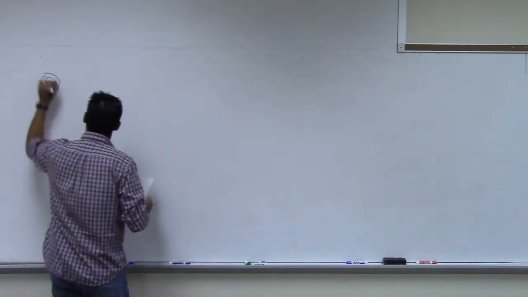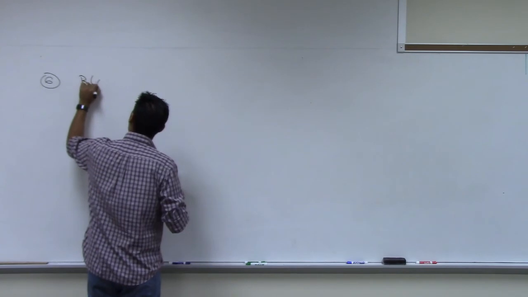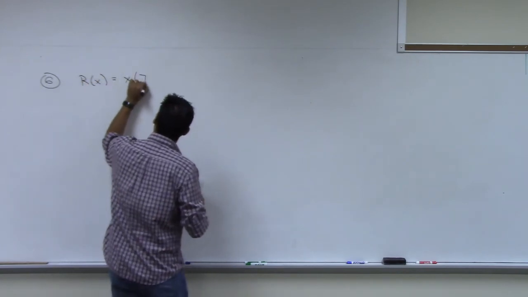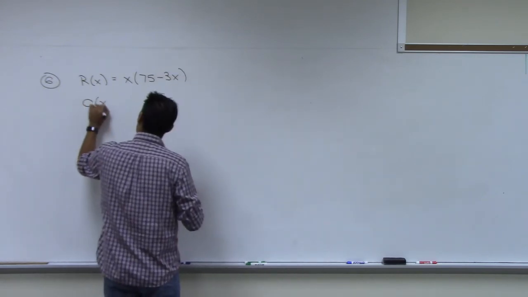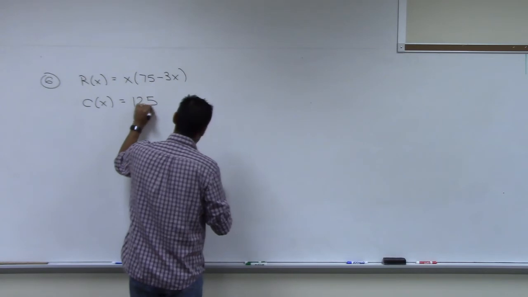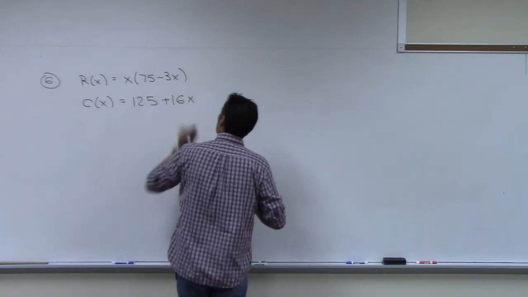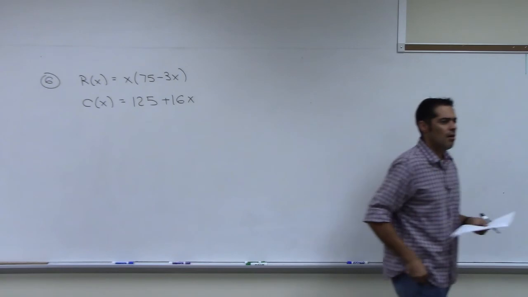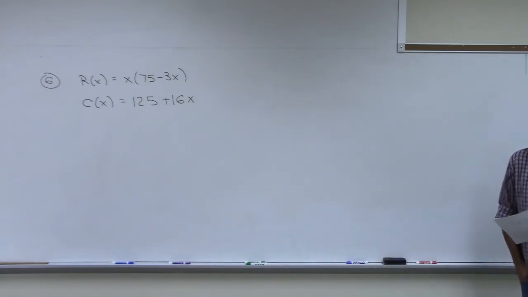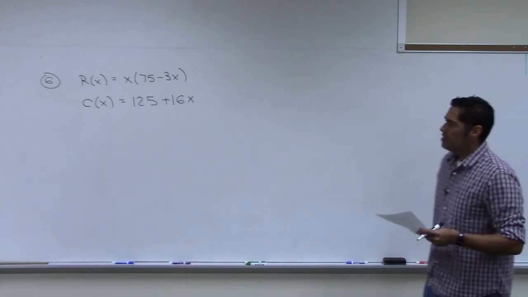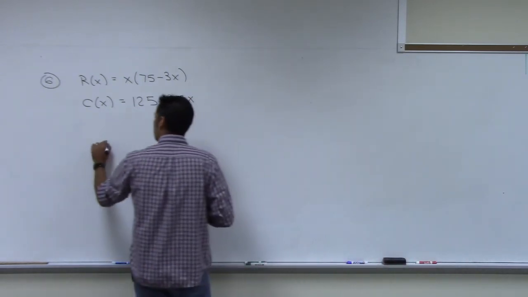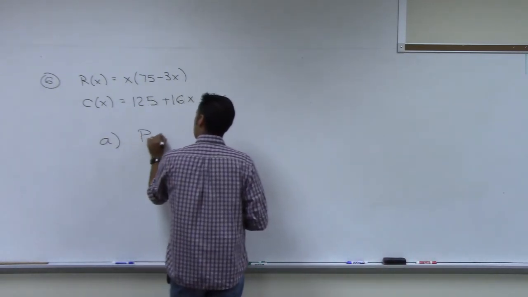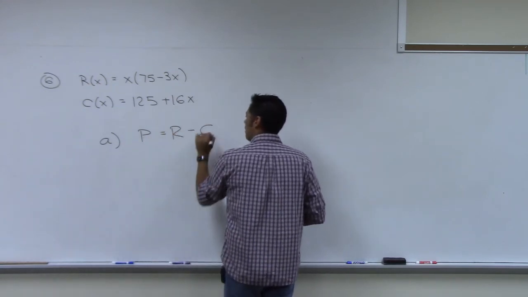Number 6. All right, you have r of x is x times (75 minus 3x). You have c of x is equal to 125 plus 16x. Now, I didn't put any details here, but r of x is the revenue. I'm saying that's the revenue function, and c of x is our cost function. So part A says to find the p of x, which is the profit function. So you have to remember, what is profit? Profit is revenue minus cost.